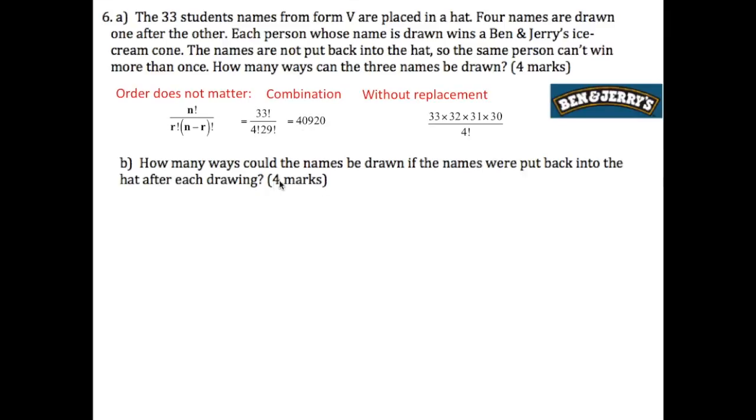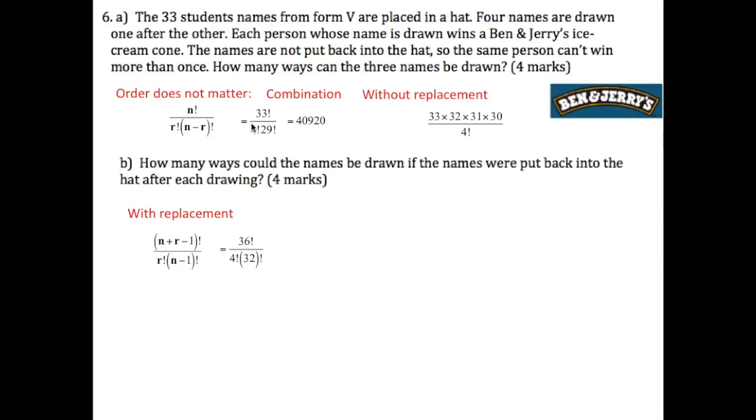6b, how many ways could the names be drawn if the names were put back into the hat after each drawing? So we're talking about a combination with replacement, which is that squirrely one. So we're going to do (n plus r minus 1) factorial divided by r factorial times (n minus 1) factorial.